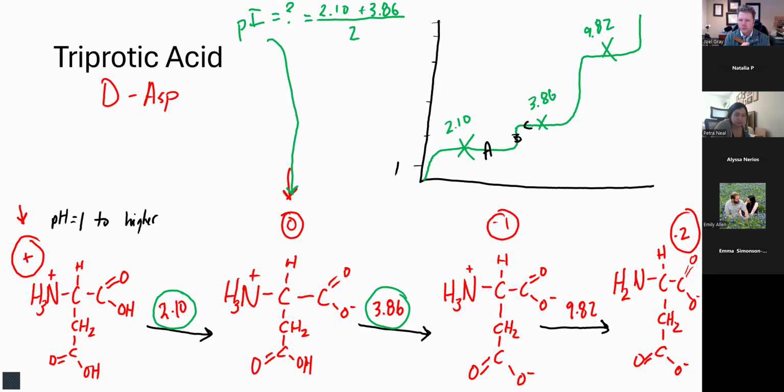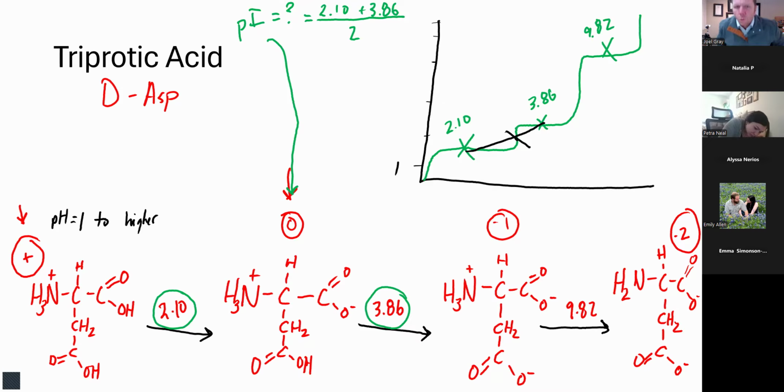B. You're absolutely right. So if I were to erase this, if I wanted to find my pI, I'd say, boom, right there. That spot right there, halfway between these two pKa values.